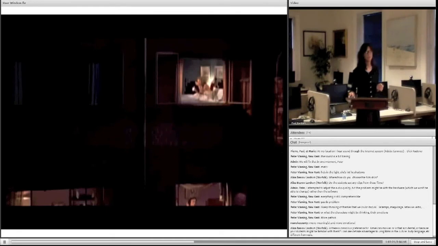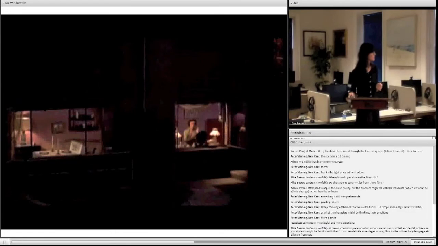All right, so another Hitchcock film, just for demonstration purposes, Rear Window, another Jimmy Stewart.